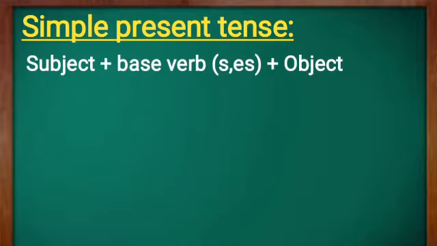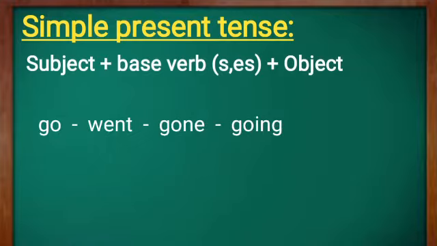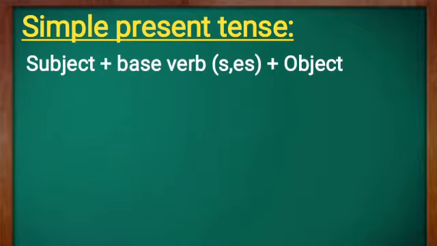After the subject you have to use the base verb, means the base form of the verb. That is verb first form. For example, go is the base form of the verb, went is the second form, gone is the verb third form, means past participle, and going with ing is the verb fourth form. So this way a verb has such different forms. So here in simple present you have to use the base form of the verb like go, play, run, sit, etc.